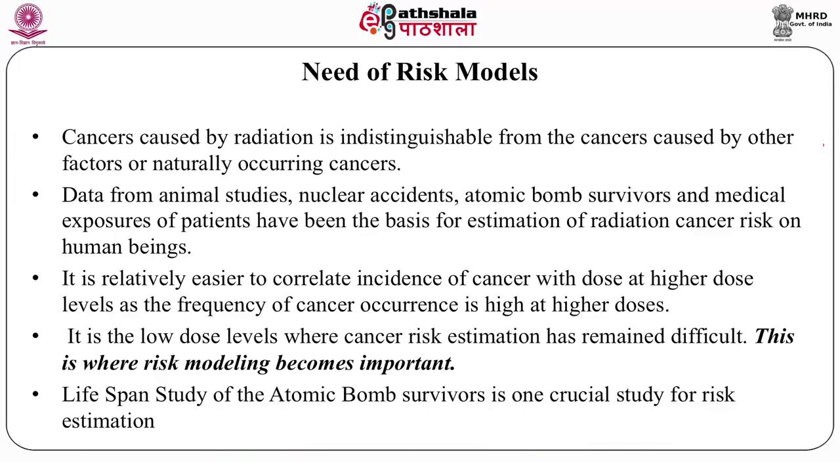That is the need of risk models, because here a normal experiment will not give you the results, because the incidence of cancer at low doses is not very high. You can't distinguish them from naturally occurring cancers, and hence risk modeling becomes important. So where does it come from mainly? As I was telling you earlier, the lifespan study of the atomic bomb survivors is one crucial study for risk estimation.